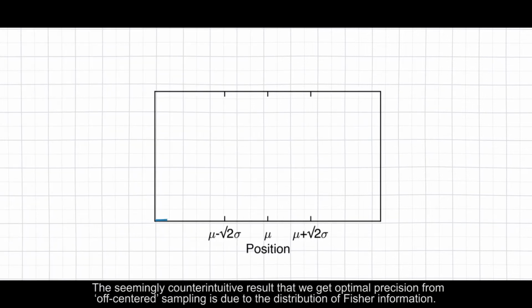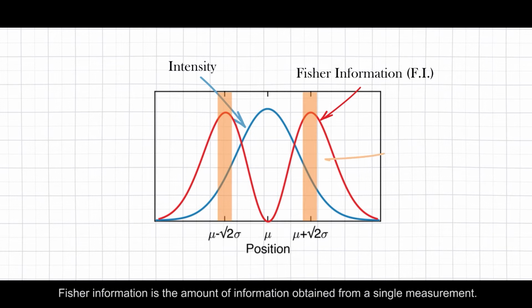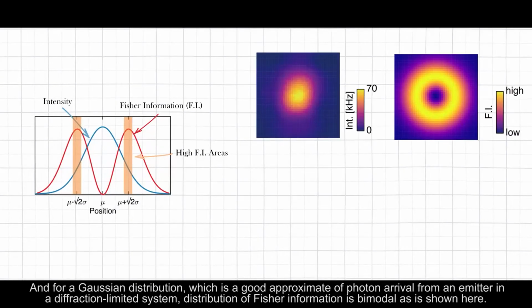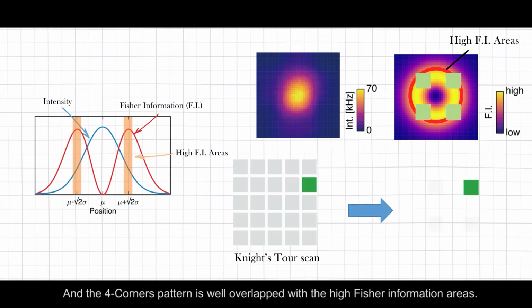The seemingly counterintuitive result that we get optimal precision from off-centered sampling is due to the distribution of Fisher information. Fisher information is the amount of information obtained from a single measurement. And for a Gaussian distribution, which is a good approximation of photon arrival from an emitter in a diffraction-limited system, the distribution of Fisher information is bimodal, as shown here. For a 2D point spread function shown here, Fisher information is donut-shaped. And the 4 corners pattern is well overlapped with the high Fisher information areas.